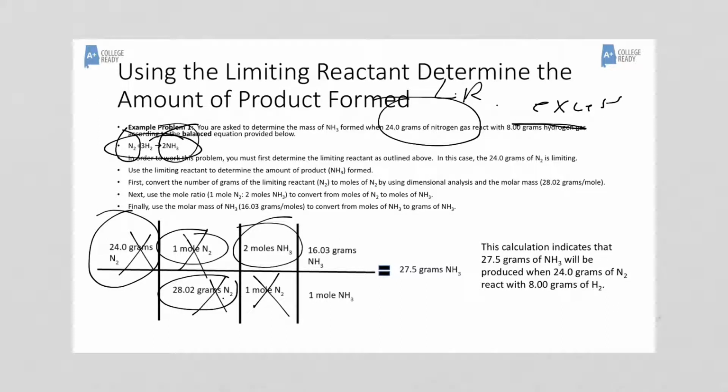Next, we use the molar mass of ammonia. 1 mole is 16.03 grams. And we convert to grams of ammonia. We end up with 27.5 grams of ammonia produced when 24 grams of nitrogen react with 8 grams of hydrogen gas.